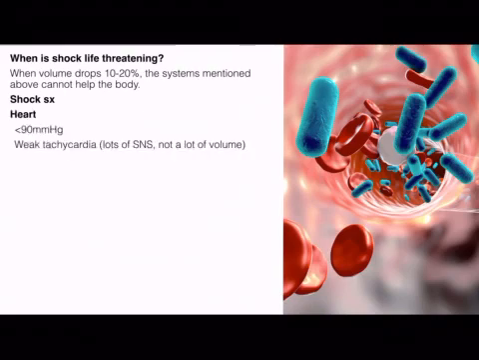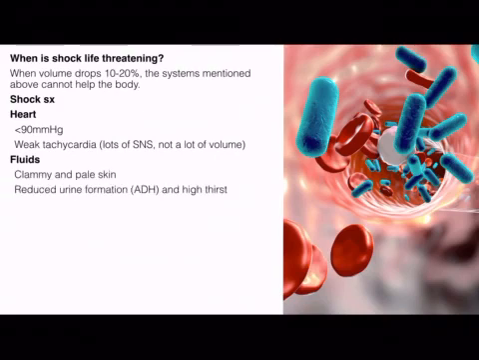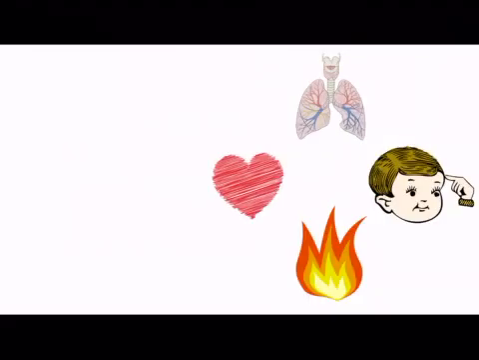So in the heart, it's less than 90 mmHg. Weak tachycardia because it's heavily stimulated with adrenaline, but not a lot of volume output. Fluids, clammy, pale skin, reduced urine output, high thirst, acidosis due to the lactic acid buildup. In the head, you've got a decreased level of consciousness, and we're diverting from the GI tract, so we have a lot of nausea involved.